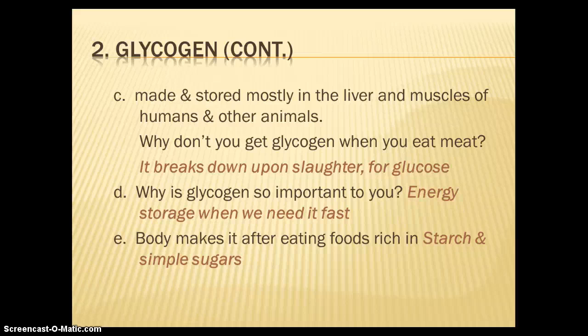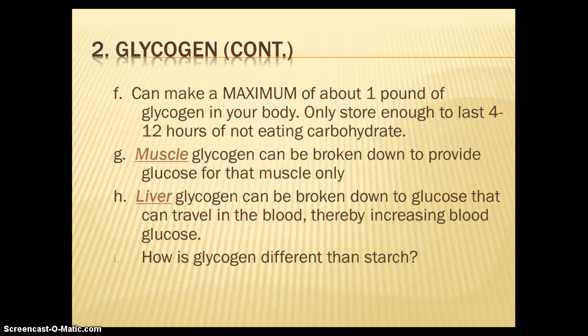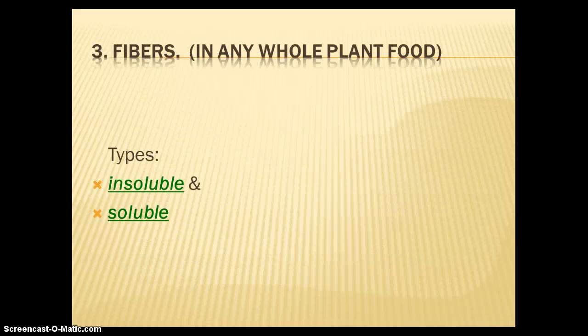Interesting about glycogen, you can't eat it. You cannot eat glycogen. Immediately upon slaughter, the animal breaks down its own glycogen. So it's stored in the muscle, about a pound of it. Athletes can have 3 to 4 pounds of it. And with each pound of glycogen goes 3 to 4 pounds of water. So highly branched. Here are the different types of fiber.